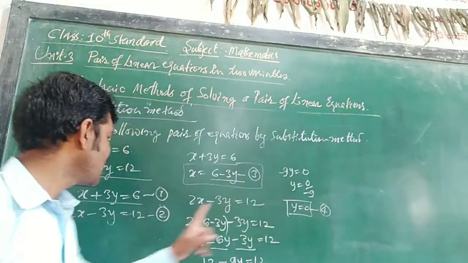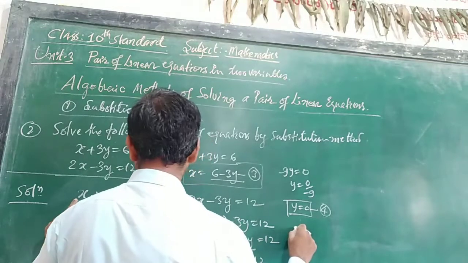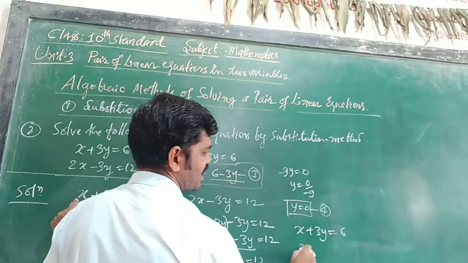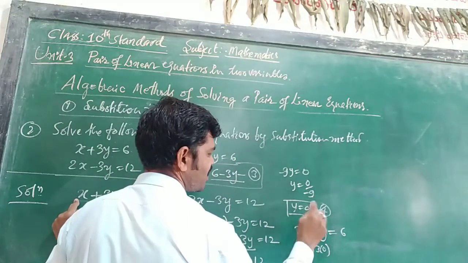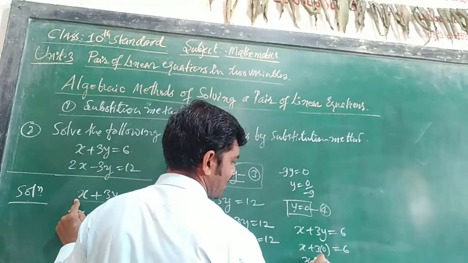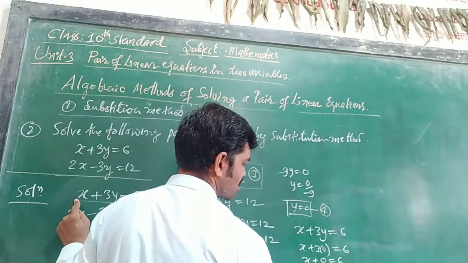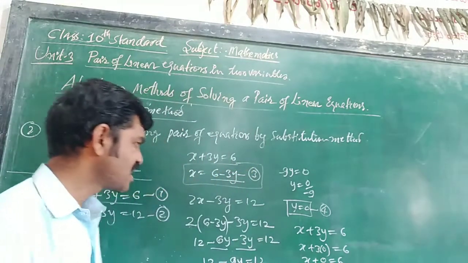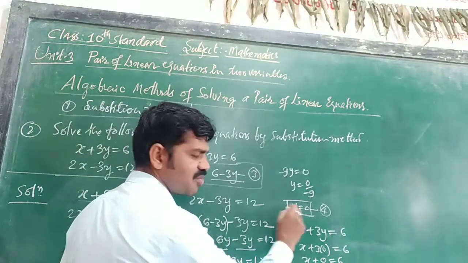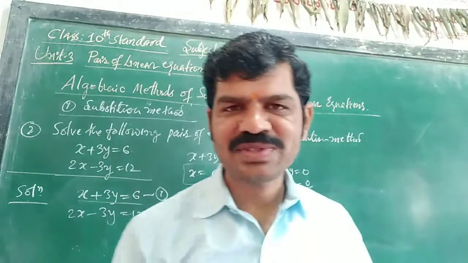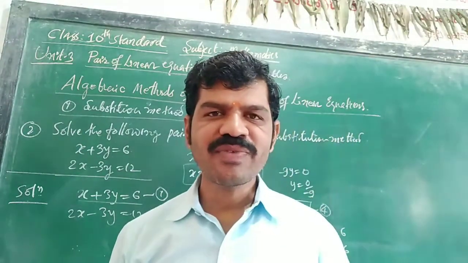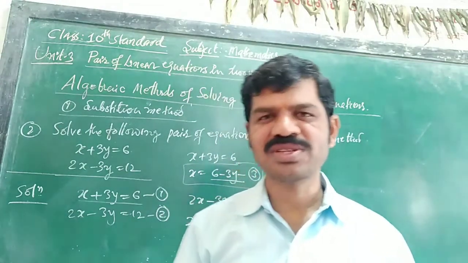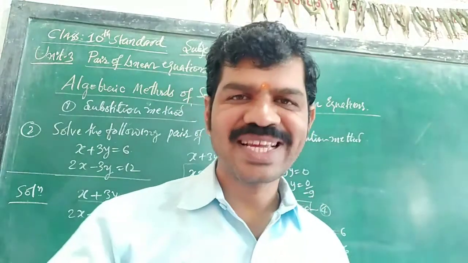Apply this equation 4 in equation 1. So in equation 1, what is that? x plus 3y is equal to 6. x plus 3 multiplied by the value of y, that is 0, is equal to 6. x plus 3 times 0, that is 0, is equal to 6. Therefore, x is equal to 6. The value of x is 6, and the value of y is 0. So these are the values of x and y. We have found the values of x and y by the substitution method like this. There are many problems in the textbook. You please solve them, okay? And let us continue with the next concept. Thank you.